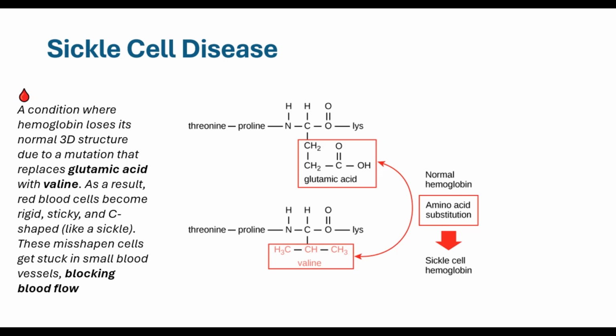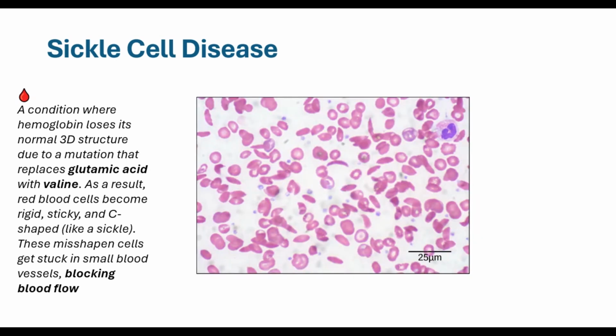First one is sickle cell anemia, a condition where hemoglobin loses its normal 3D structure due to a mutation that replaces glutamic acid with valine. As a result, red blood cells become rigid, sticky, and C-shaped, like a sickle. These misshapen cells get stuck in small blood vessels, blocking blood flow.